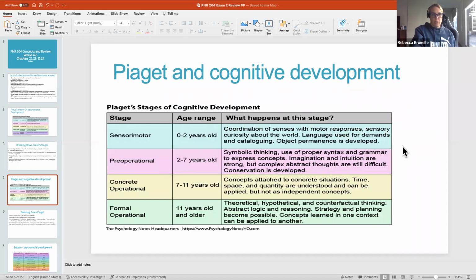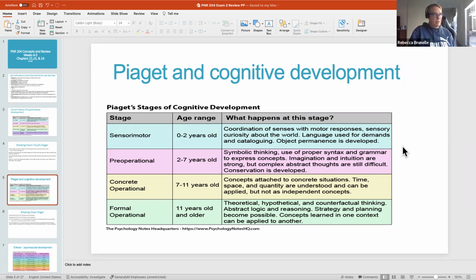So Piaget is also a theorist that you need to remember. I feel like there's quite a bit of overlap between Piaget and Erikson, but you still need to know that sensory motor is Piaget and oral is Erikson. Sensory motor is Piaget's first stage of development, and it's age 0 to 2. This is when infants are really exploring the world with their motor responses. They're still also putting things in their mouth and exploring their environment by touch and feel.